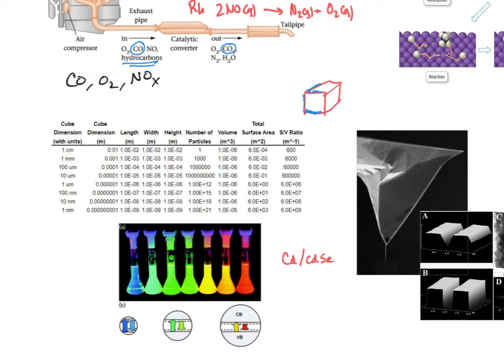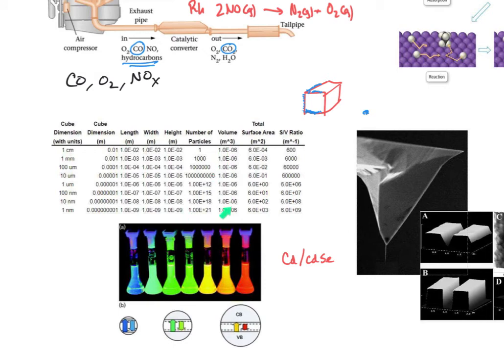But if I was to divide this 1 centimeter cube up into 1 nanometer cube sections, so we'd have something like this. Each one's a nanometer, 10 to the minus 9. That's the length. 10 to the minus 9 times 10 to the minus 9 times 10 to the minus 9. The number of particles would now be, instead of 1, we would have 10 to the 21. And the volume would still be exactly the same.